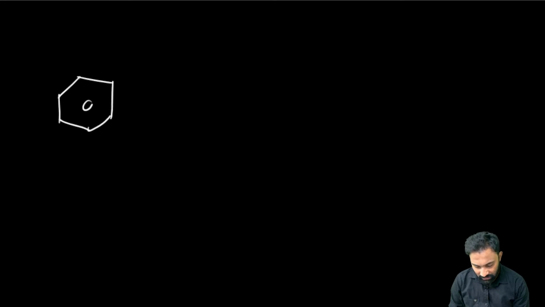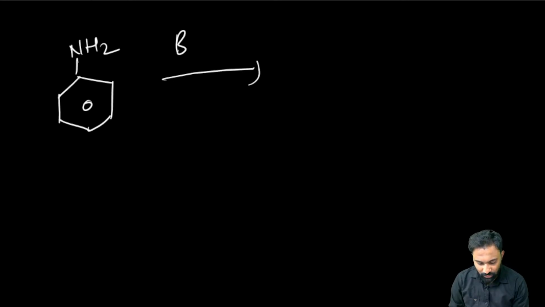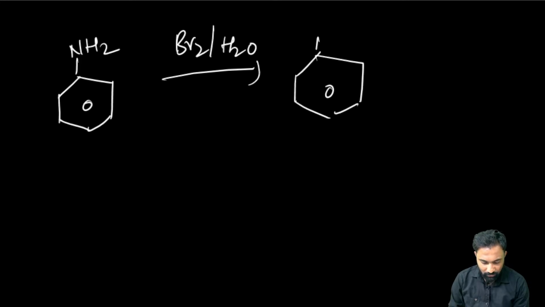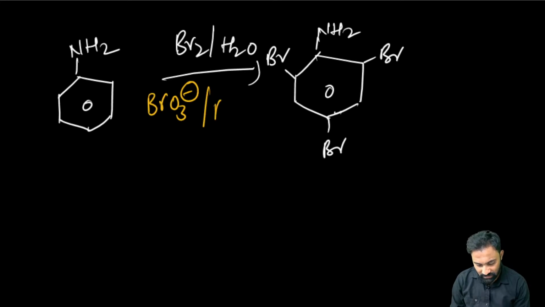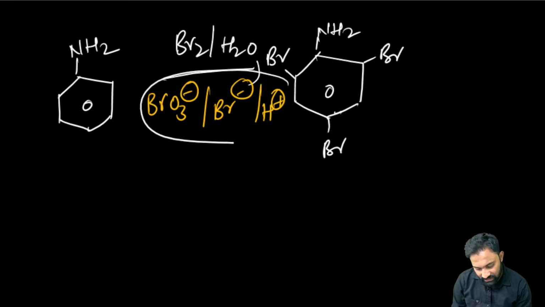Now this aniline, in the presence of NH2, sometimes they will give you Br2/H2O. If they have given Br2/H2O, we know we will get the tri-substituted product in this manner: here the Br, here the Br, and here the Br. Sometimes they will give you this reagent, BrO3 minus/Br minus/H plus. This type of reagent they will give also. Now the product we will get is the same.